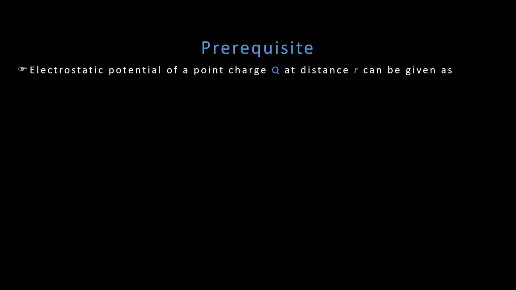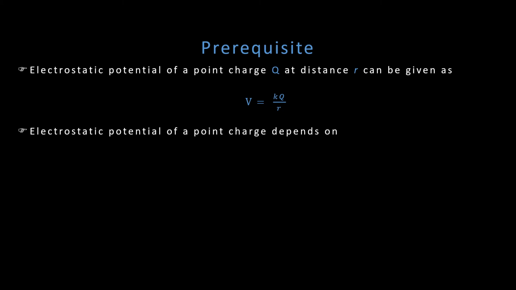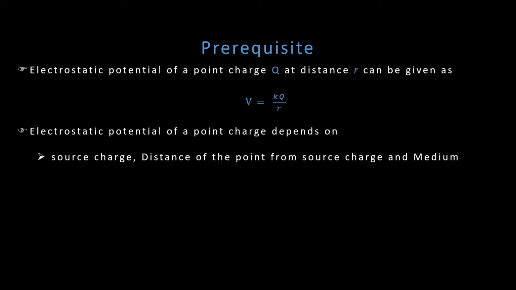To understand today's topic, we need to recall some of the previous topics. First of all, we should be knowing the electrostatic potential of a point charge. We know that if we have a point charge q and we want to find out electric potential at distance r, it can be given as V is equal to kq by r. We also know that electrostatic potential of a point charge depends on the magnitude of charge, distance of the point, and medium. If you change medium, potential will change.